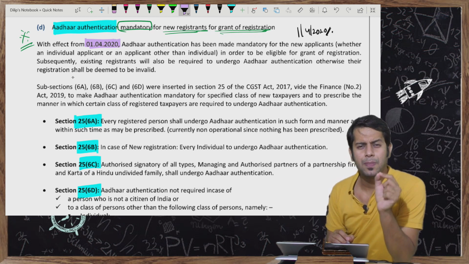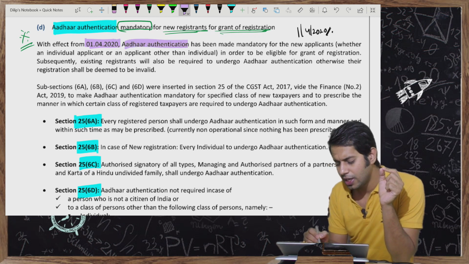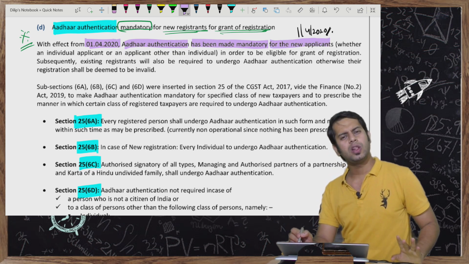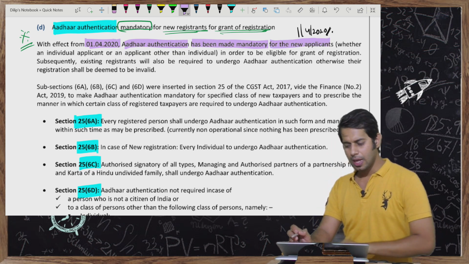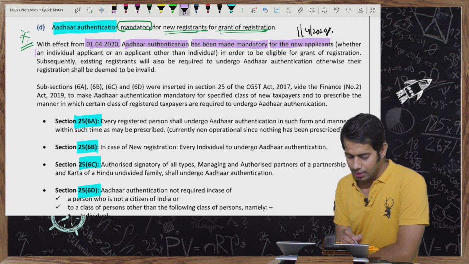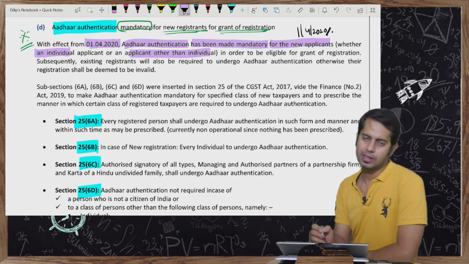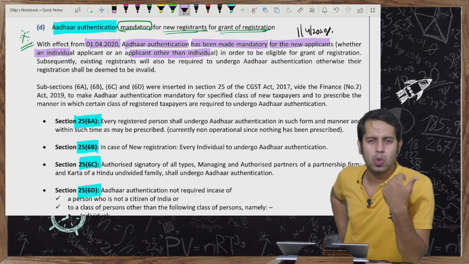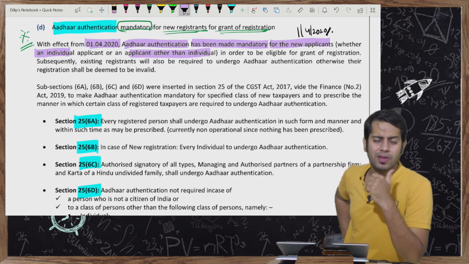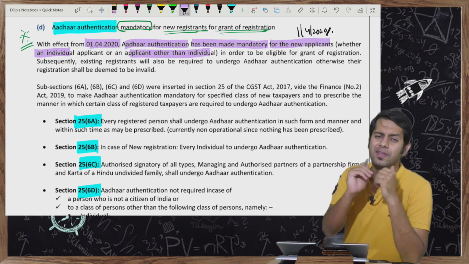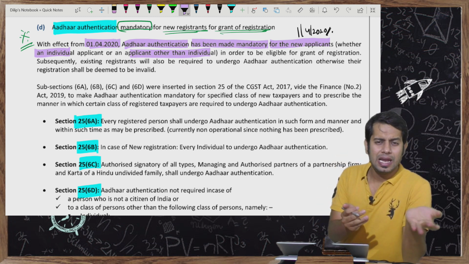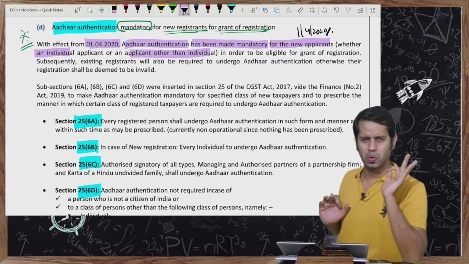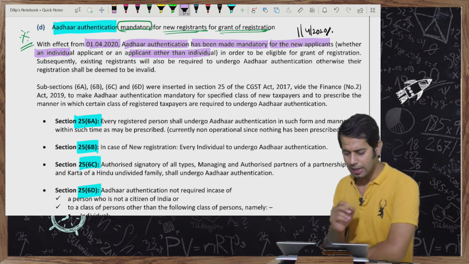With effect from 1st April 2020, Aadhaar authentication has been made mandatory for all new applicants, whether an individual applicant or other than individual. I don't care whether you are an individual, a sole proprietorship, a partnership firm, or a company, public limited, LLP, etc. I don't care what type of registration you are taking. You will have to do Aadhaar authentication.